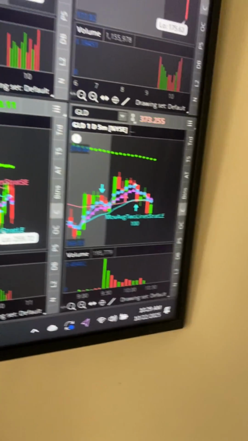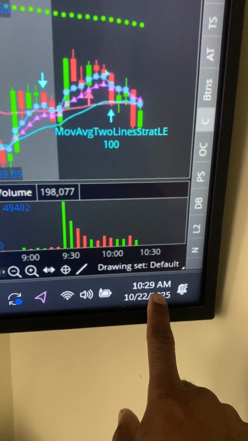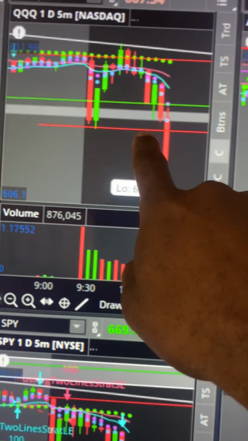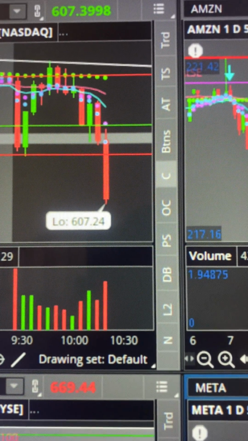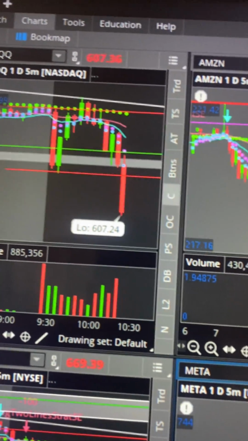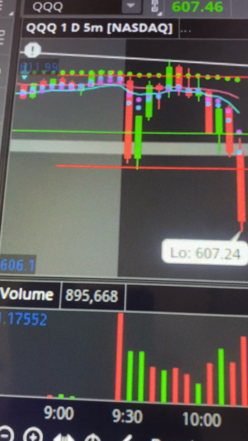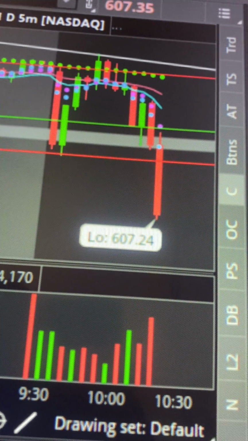In 1 minute, this candlestick will close. These candlesticks are every 5 minutes, it's a 5-minute chart, so each candlestick represents 5 minutes. After this closes, we'll see what it's going to do. But everything is telling us that the momentum is still down, so you probably want to trade puts.